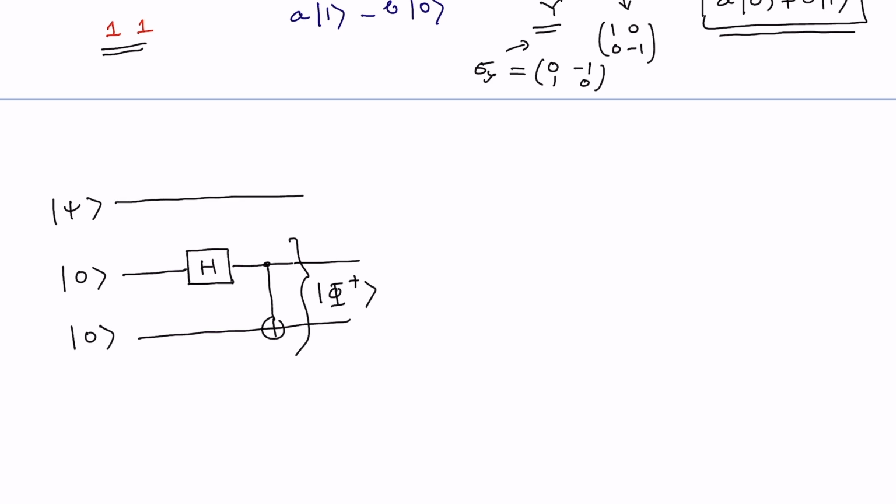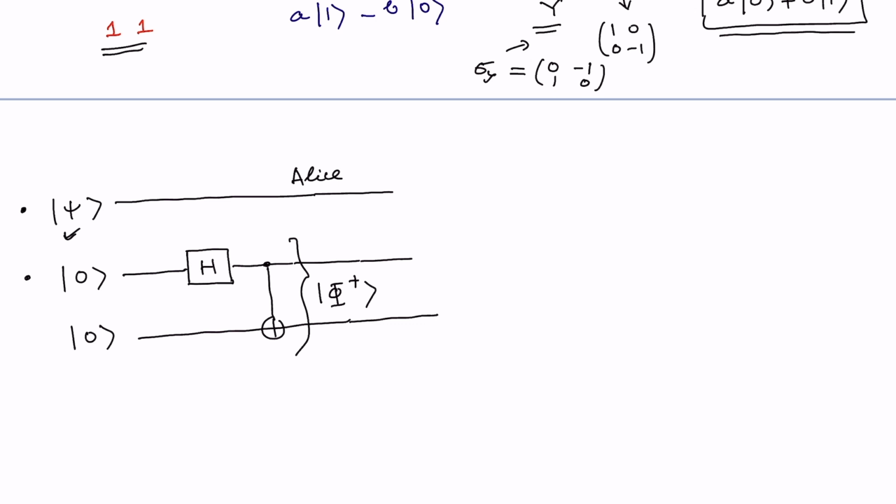This entangled state is now shared by both Alice and Bob. The first two wires here, the first two channels, belong to Alice. So Alice is going to have this state ket psi and the first qubit here. The first two qubits belong to Alice initially, and the third one belongs to Bob.